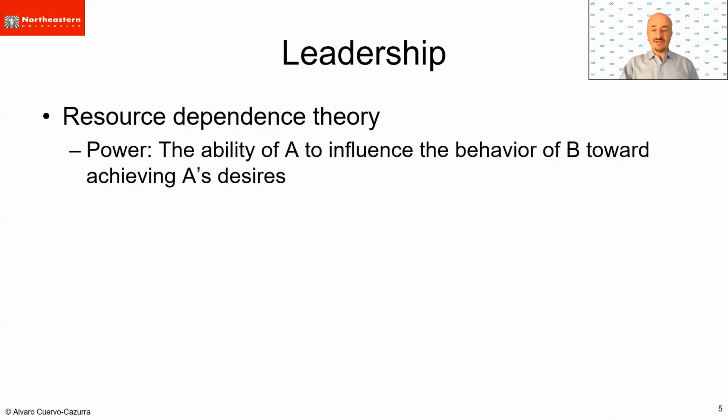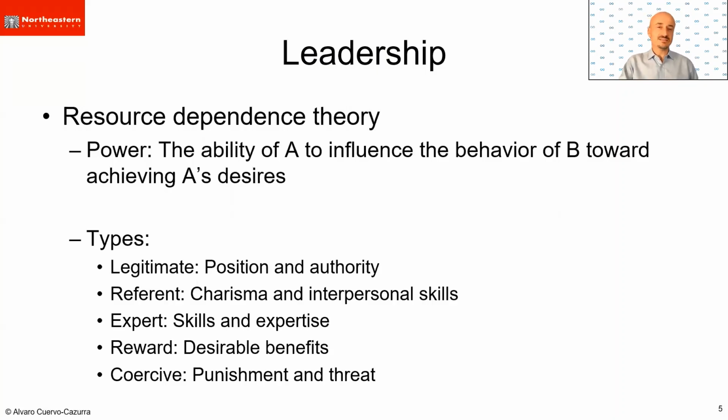With this, we have five different types of power. This is a very traditional classification. It's legitimate, referent, expert, reward, and coercive. Legitimate power is a story of you have power because of the position in the hierarchy that you have, and that gives you the ability to influence and exercise decision-making on others. This is authority, this is the hierarchy.